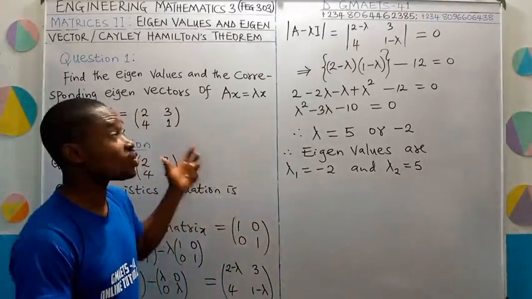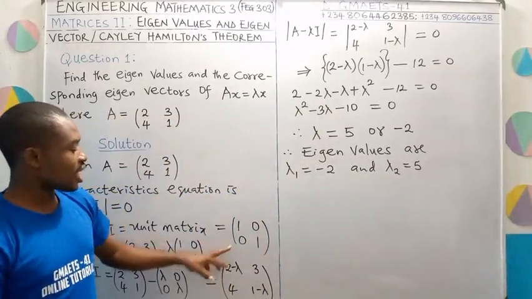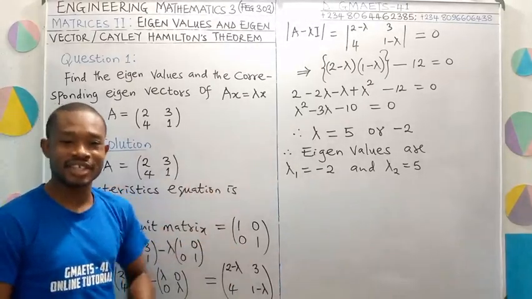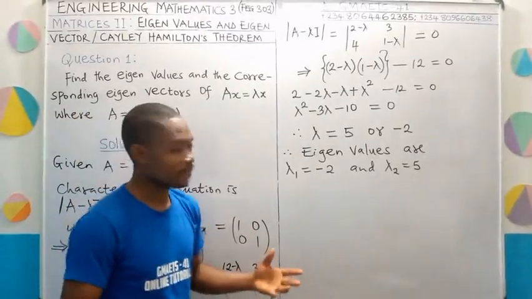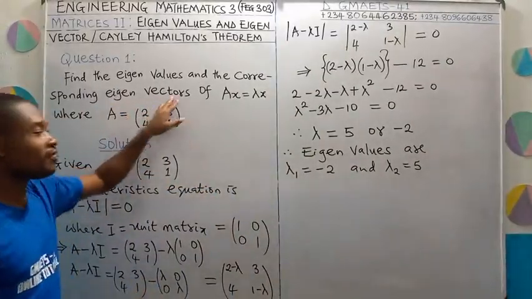If it is a 3 by 3 square matrix, you go by the same principle. Are you following? The only thing is that the unit matrix, the identity matrix, will become a 3 by 3 identity matrix, which I told you earlier. And then sometimes when you're working it out, you get a polynomial which you factorize. It's simple. At this point, we shall now move on to obtain the eigenvectors.